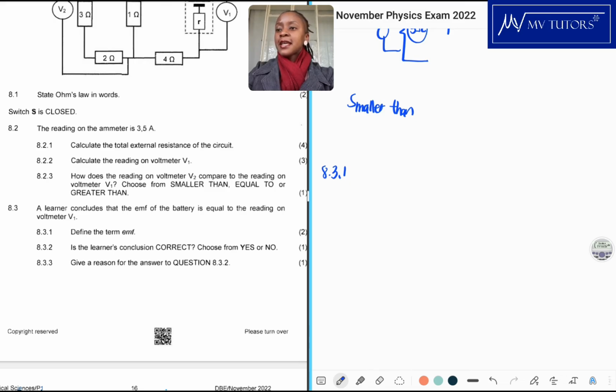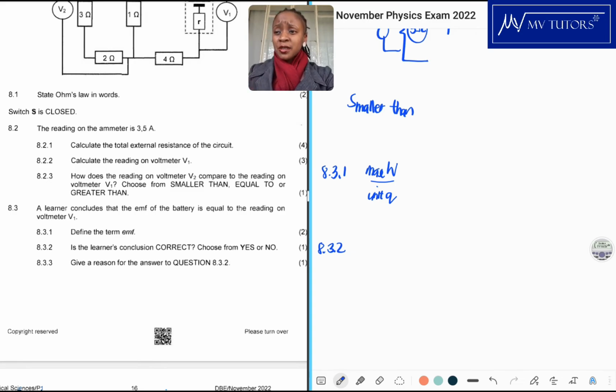It says define the term EMF. I'm not really going to write that down, I'm just going to say it, and I'm sure you also know it. The EMF is the maximum work done by a battery per unit charge. You'll write it properly in words. So that's 8.3.1.